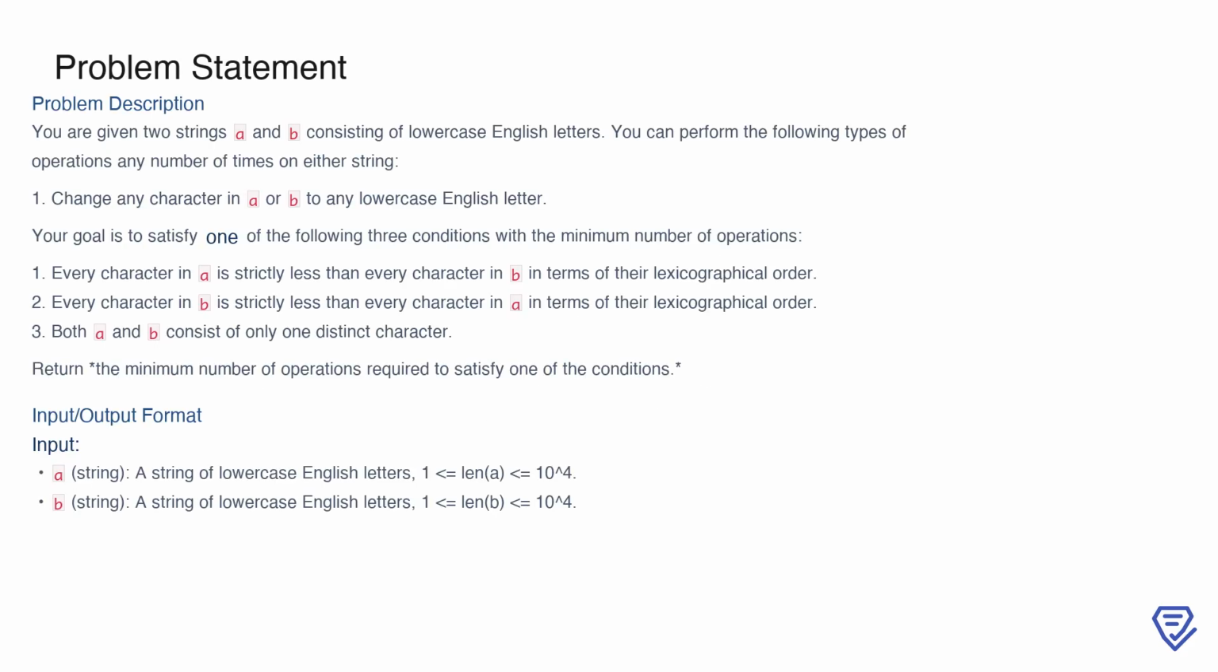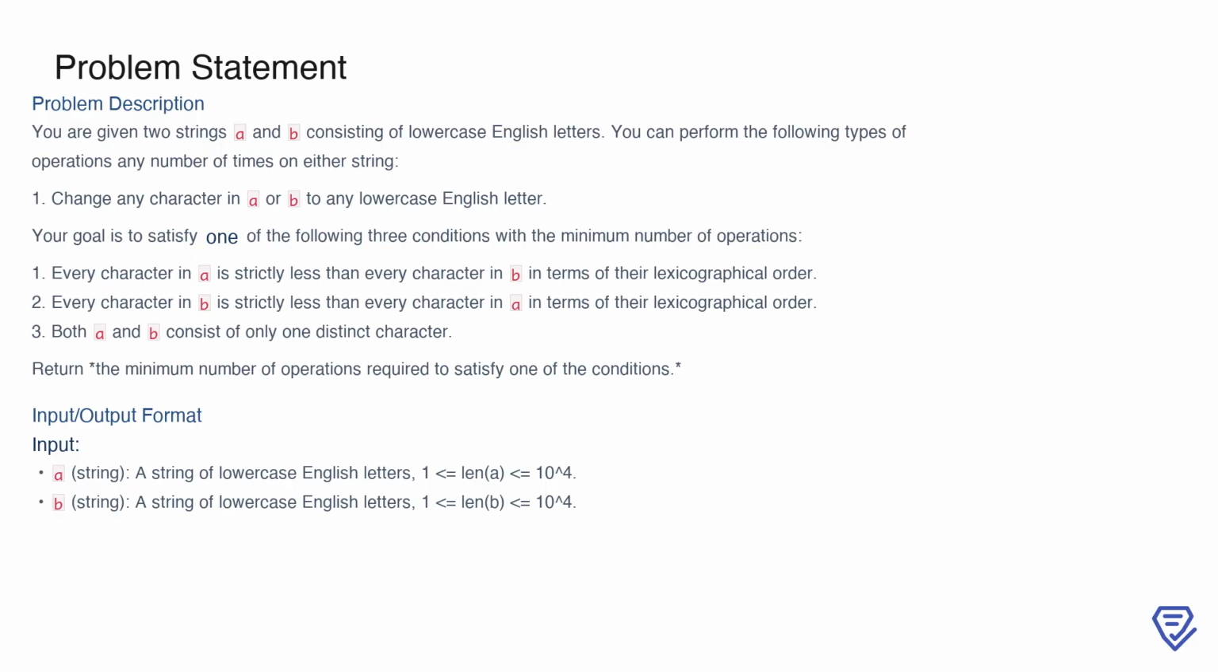In this problem, you are given two strings, A and B, each consisting of lowercase English letters. You can perform certain operations on either string to achieve specific conditions. The operation allowed is to change any character in A or B to any other lowercase English letter. The goal is to minimize the number of operations needed to satisfy one of three conditions.